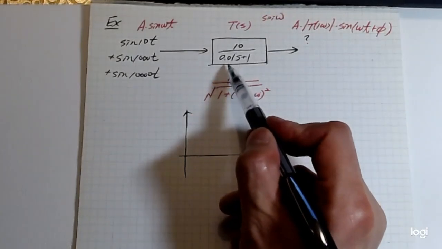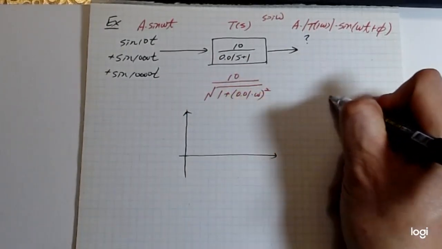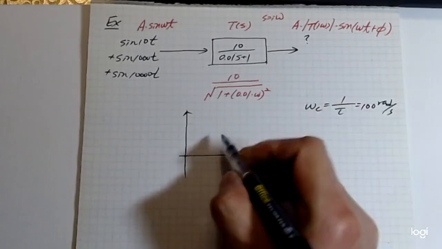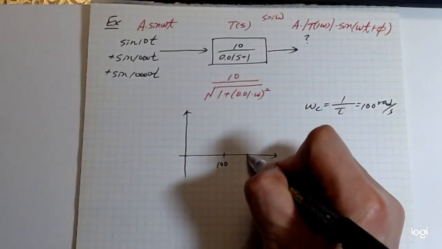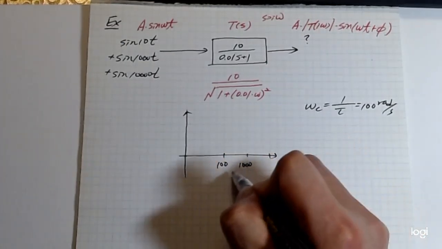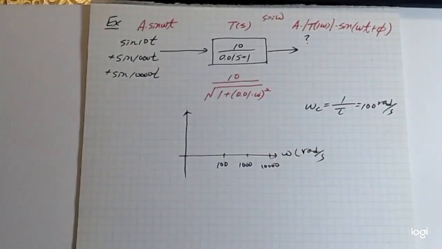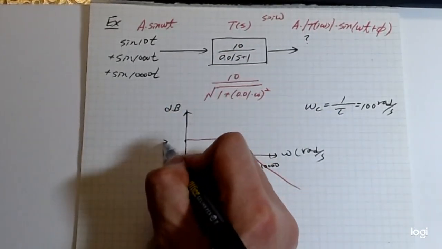Everything below the cutoff frequency keeps that gain. The cutoff frequency is 1 over tau. Tau is 0.01, so it is 100 radians per second. Then 1,000 is 10 times more, then 10,000 is 10 times more again. This is omega. So this is a low pass filter. The gain should be 10, but in dB scale, that should be 20.